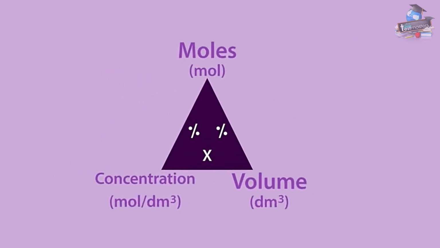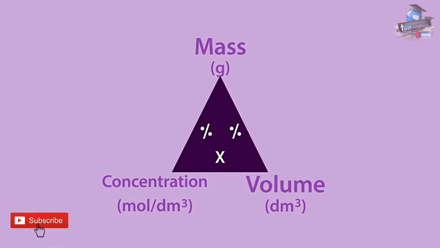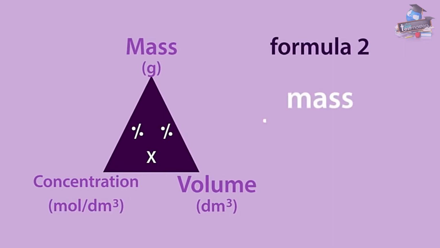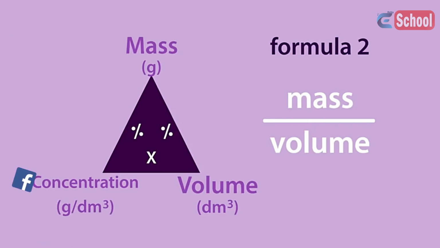The second way of calculating the concentration is very similar, except sometimes we use a mass of a substance divided by volume rather than a mole of a substance. The formula is mass divided by volume and has the unit grams per decimetre cubed rather than moles per decimetre cubed. Its formula triangle looks like this.